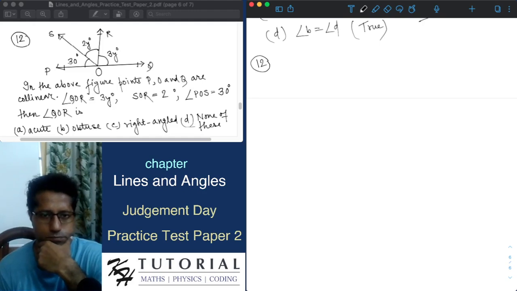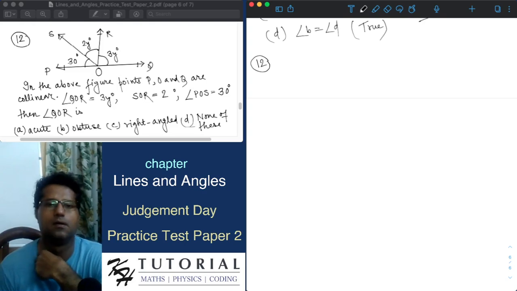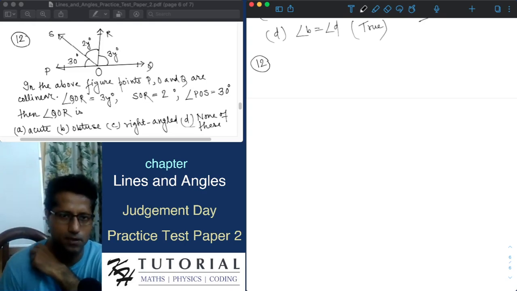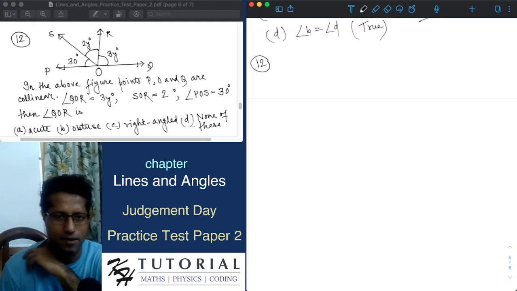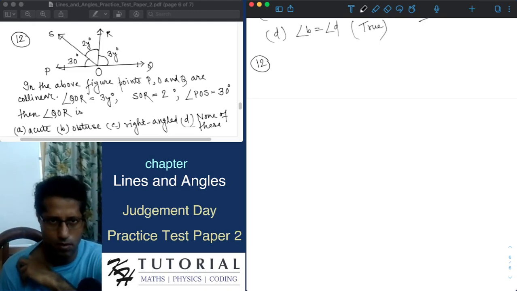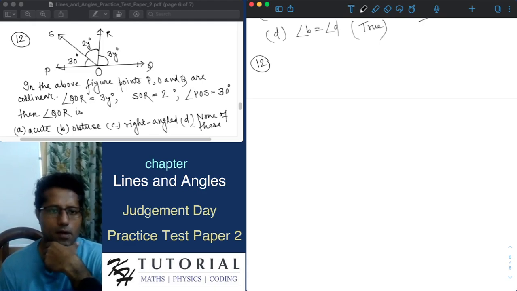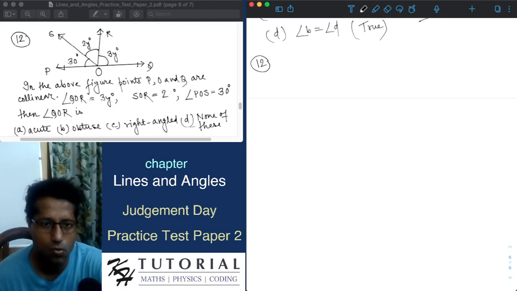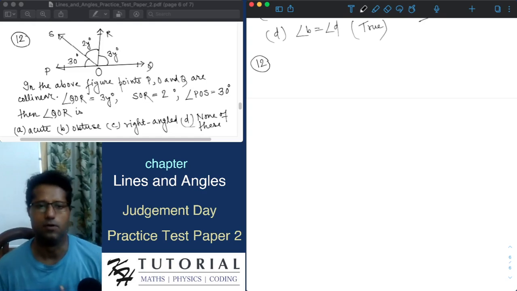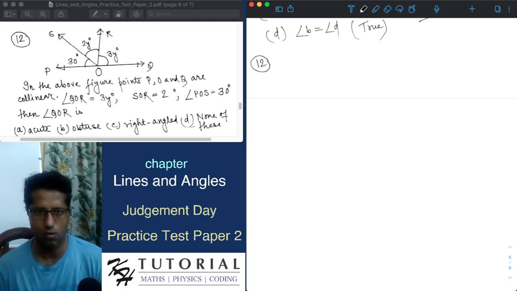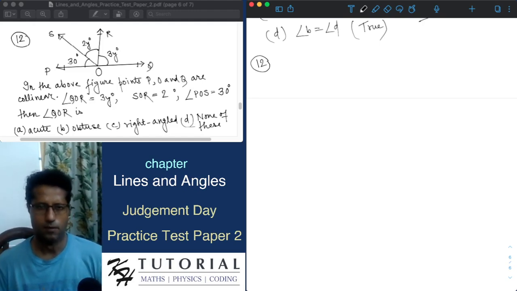And we can see there are two rays, OS and OR, standing on the line PQ at the point O, and some angles are given. Angle QOR is 3y, angle SOR is 2y, and angle POS is 30 degrees. Now what is it saying? It is asking about the nature of the angle QOR. What is QOR? QOR is 3y.